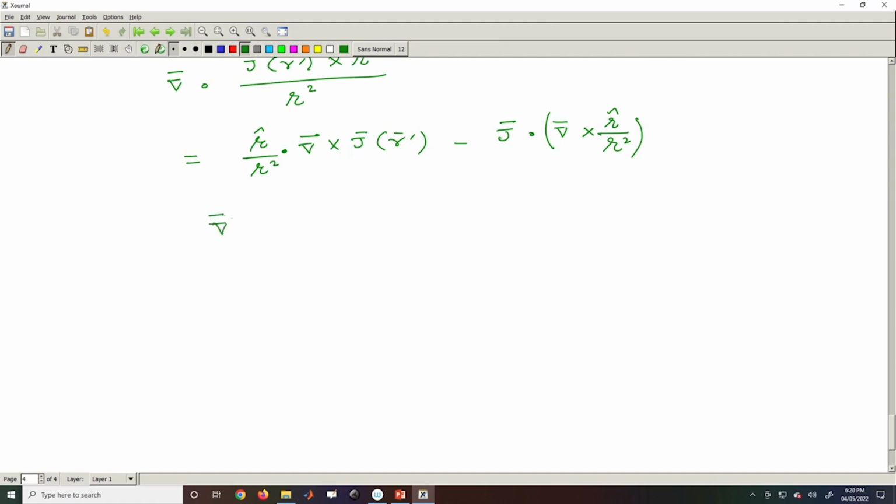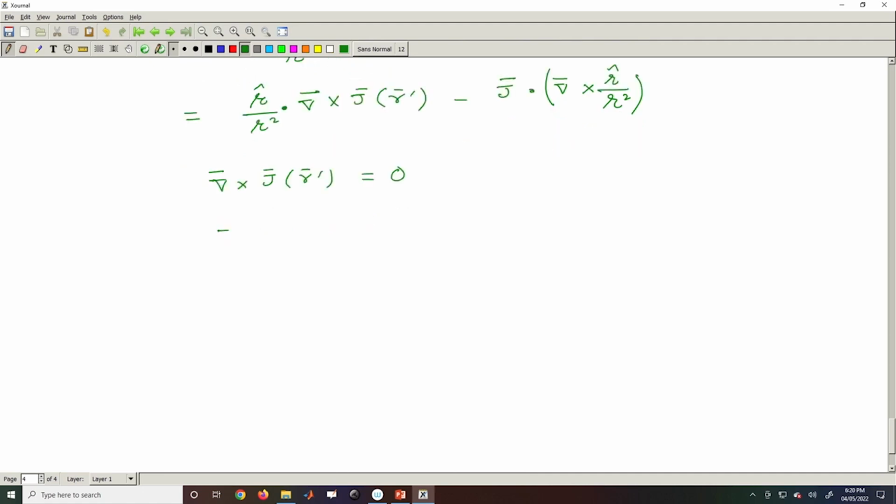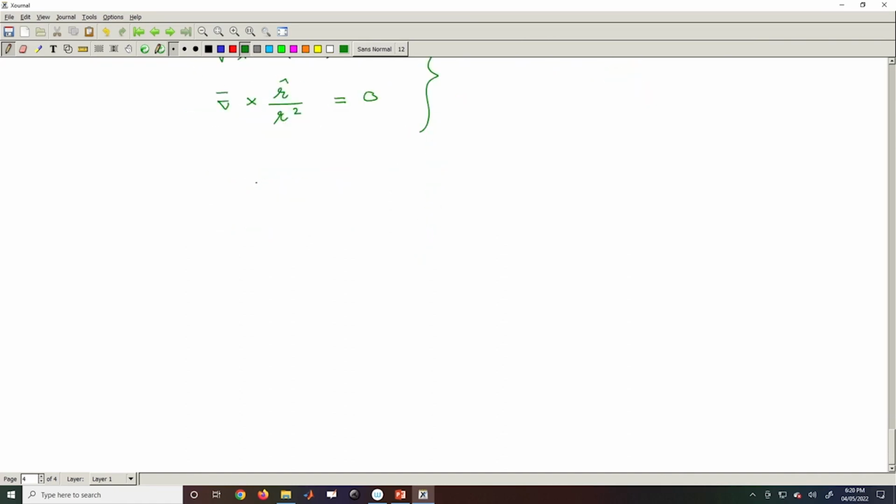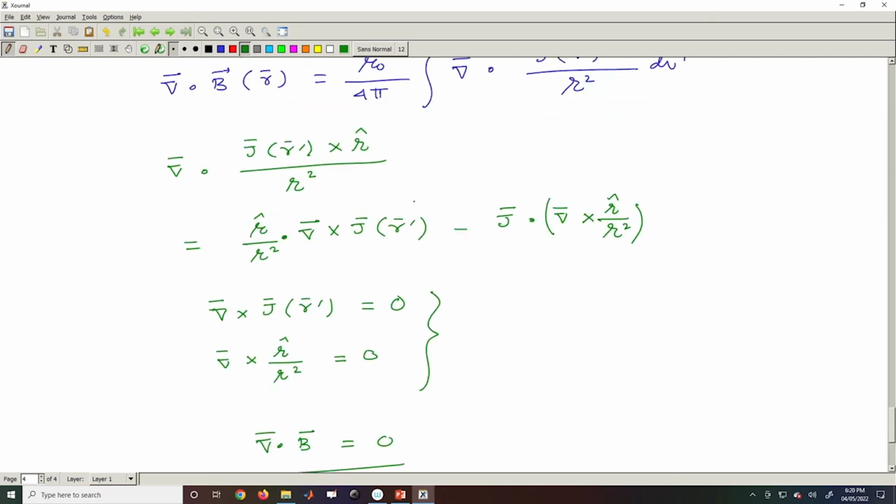So curl of J at r prime has to be 0, because J depends on the prime variable, and this operator is non-prime. And also the curl of r unit vector divided by r square has to be 0. So in both cases it is 0. So from the left hand side and the right hand side, I can write that divergence of B is simply 0, and I calculated that exploiting the Biot-Savart law, the formal calculation.